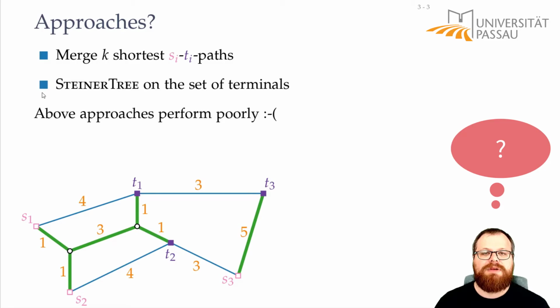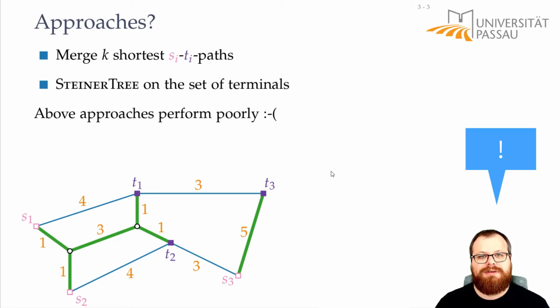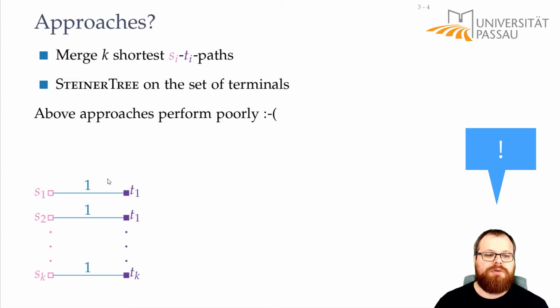Can you find an example for each of these approaches where the solution is quite bad? Let's first have a look at an example for the first one, merge k shortest SiTi paths. So I take a graph that has k pairs, and between each of them we have a direct edge of length 1. Now I add two more vertices. One I connect to all the S vertices, one to all the T vertices, and the cost is epsilon, so it's very, very low. And then I connect them via an edge that costs 1.